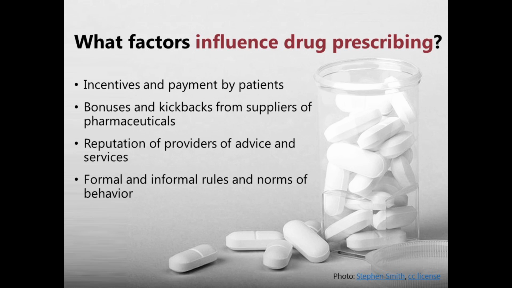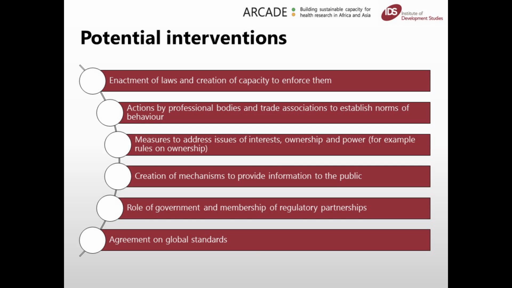What might interventions be to influence the health knowledge economy? Well, the first and most obvious is to enact laws and then create a capacity to enforce them. Already there are a whole series of regulatory rules in most health systems, but this changed health economy may need different laws and different capacities to enforce. Professional bodies and trade associations can take action to establish norms of behavior.